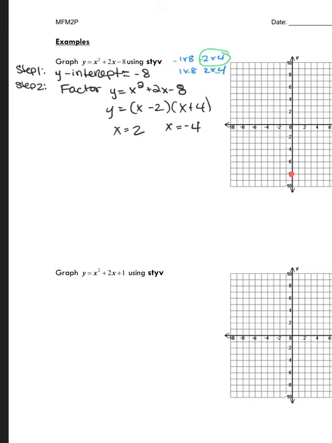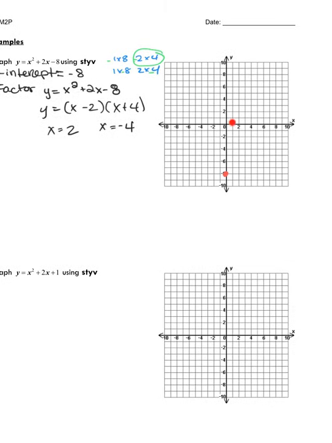Okay, I'm going to now plot these on my graph. So I'm going to find on my x-axis 2 and negative 4. Draw dots. Okay.